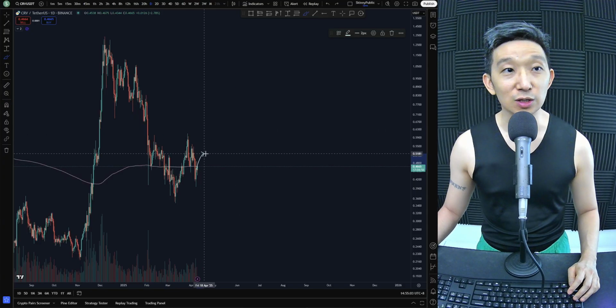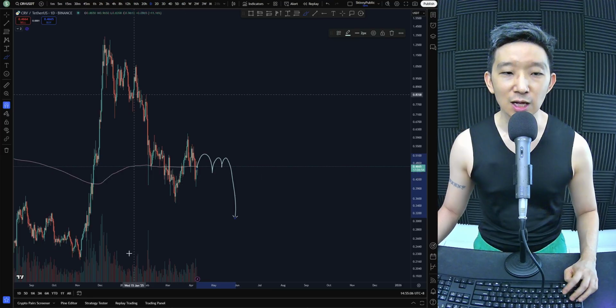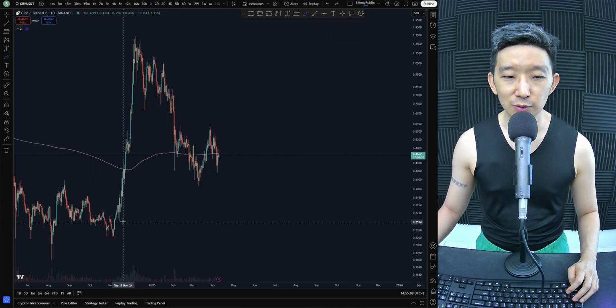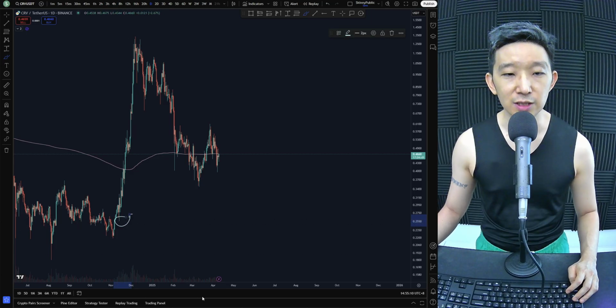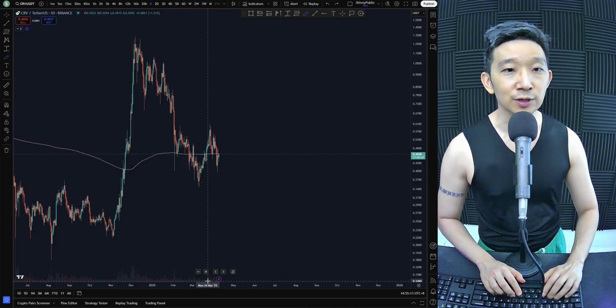So my take is that we're gonna form mountains for Curve and hit lower. How much lower? I'm gonna assume that we're gonna take out these lows here. 25 cents, more likely than not, for Curve.